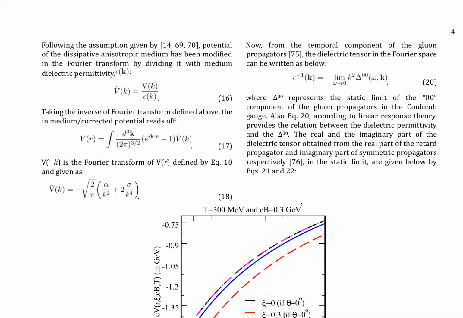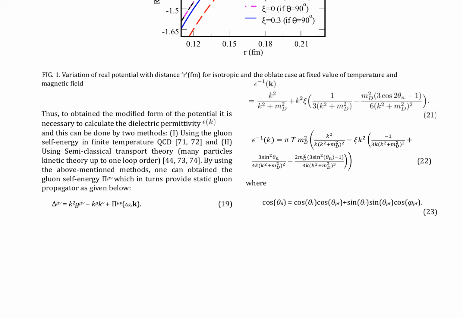The dielectric permittivity is calculated using 2 methods: gluon self-energy in finite temperature QCD and semi-classical transport theory. The dielectric tensor in the Fourier space is written as equation 20, which provides the relation between the dielectric permittivity and the gluon propagators. The real and imaginary parts of the dielectric tensor are given by equations 21 and 22, respectively. The variation of the real potential with distance r for isotropic and oblate cases is shown in Figure 1, demonstrating the effects of anisotropy on the quark-antiquark potential.